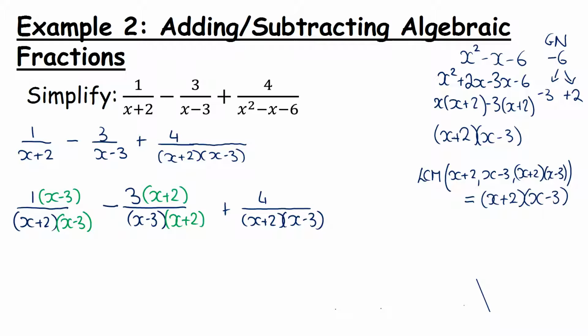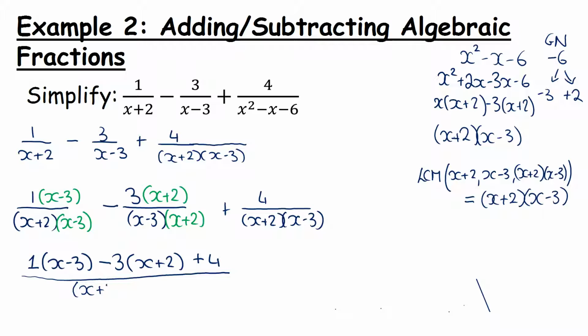Okay, so now I have three fractions, all with the same denominator, so they all have the common denominator. I'm now going to combine them. So I have 1 bracket x minus 3. Be really careful, we need this negative here, so minus 3 bracket x plus 2, and that's plus 4. And now what we've done is we're going to combine these fractions. So instead of writing the same denominator 3 times, we're just going to write it once.